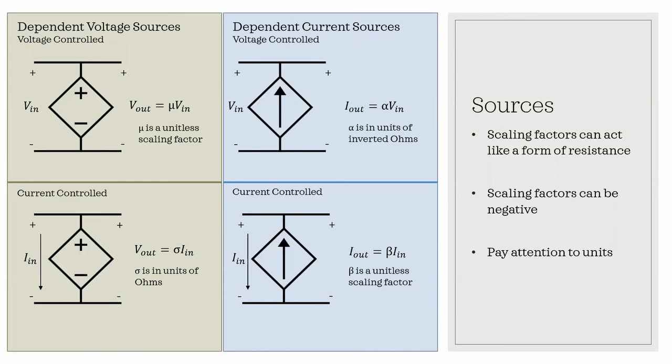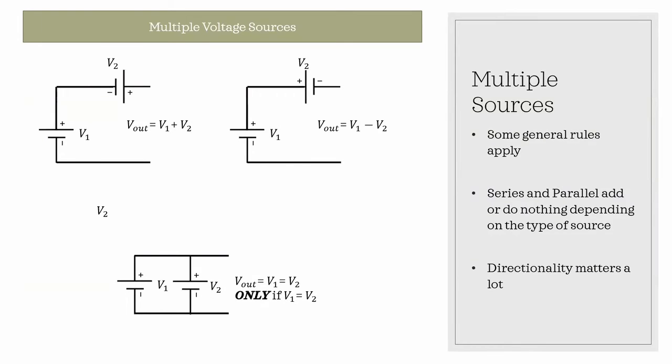And now for how to combine some sources. Voltage sources simply add when we have them in series. The only tricky part is pay attention to direction of output and switch signs appropriately. If the plus signs are both facing each other, the total voltage is the difference. If they're both facing in the same direction, the total out is the sum.